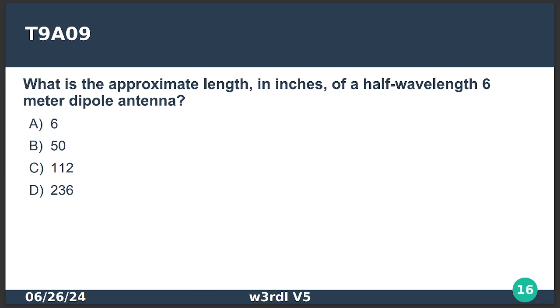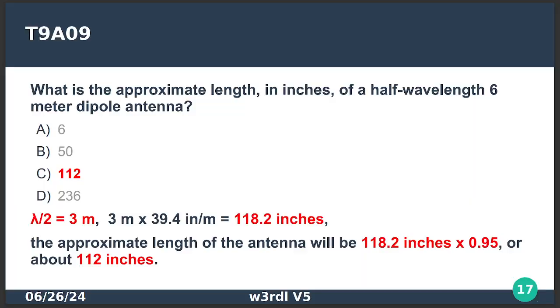And this is one of the things that having the whiteboard would benefit me. Okay, so 112. So here we have half wavelength is 3 meters. 3 meters times 39.4 comes up to 118.2 inches. The approximate length of the antenna will be 118.2 inches times 0.95, or about 112 inches. You notice it says about.